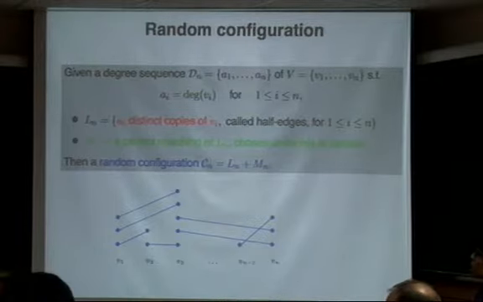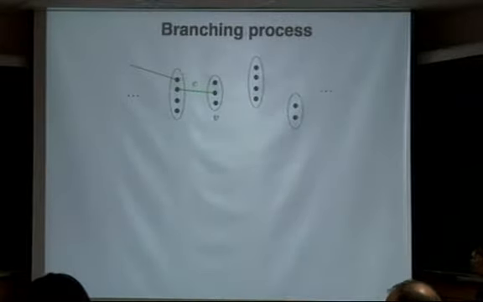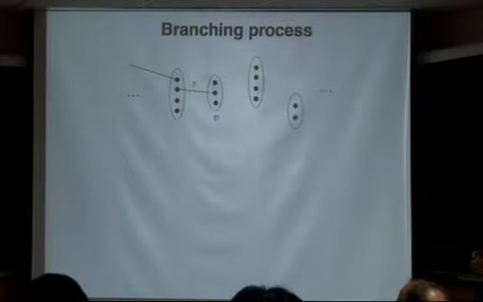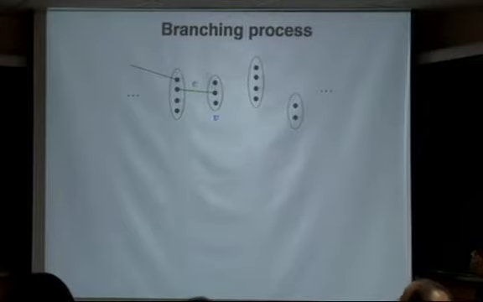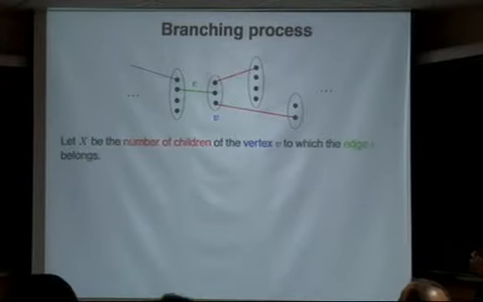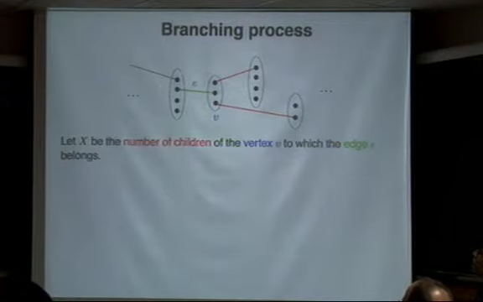Then we want to define the branching process on the configuration, so we have to reveal the so-called perfect matching edges. We sometimes call them half edges, but no, perfect matching edges. So now, assume that the edge E is revealed at the current stage, and we want to determine the number of children of the particular vertex to which the edge is incident.